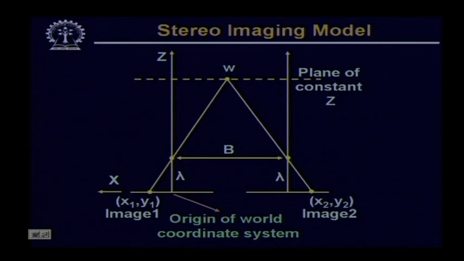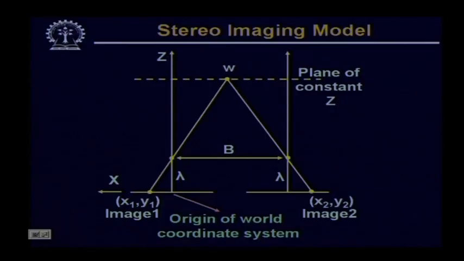So, I have the x axis which is horizontal, the z axis which is vertical, and the y axis which is perpendicular to this plane. In this figure I assume that the camera coordinate system of one of the cameras, in this case camera 1, which is also called the left camera, is aligned with the 3D world coordinate system capital X, capital Y, capital Z. The coordinate system of the left camera is assumed to be x1, y1, z1. The coordinate system of the right camera is assumed to be x2, y2, z2.